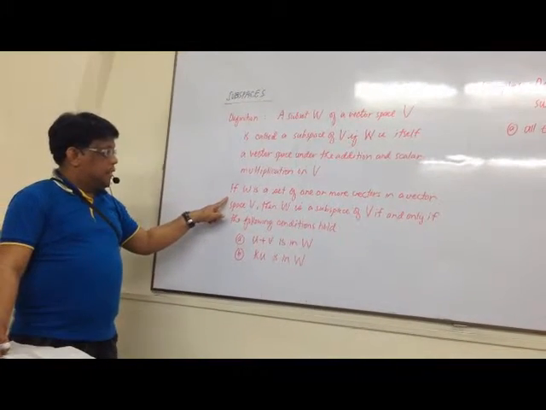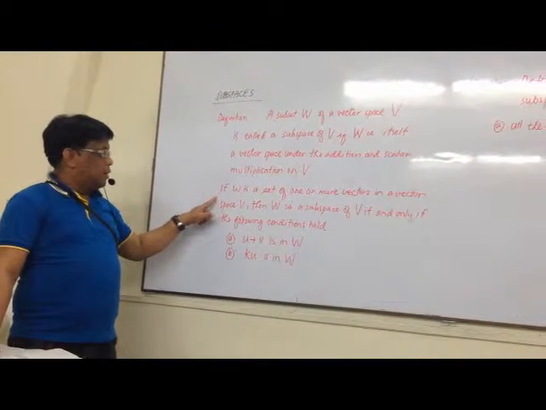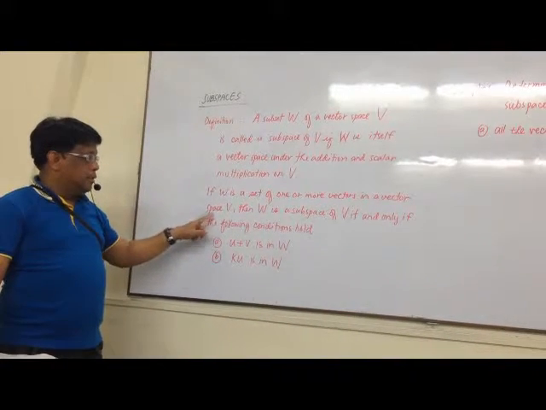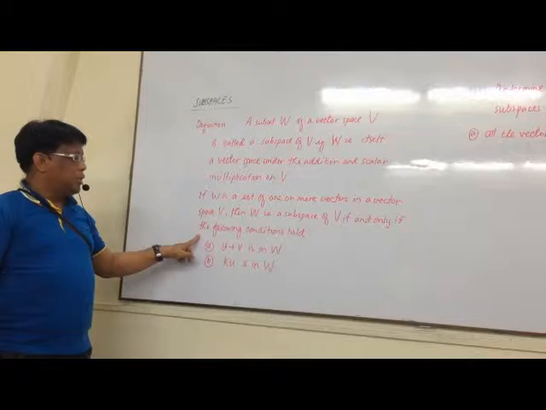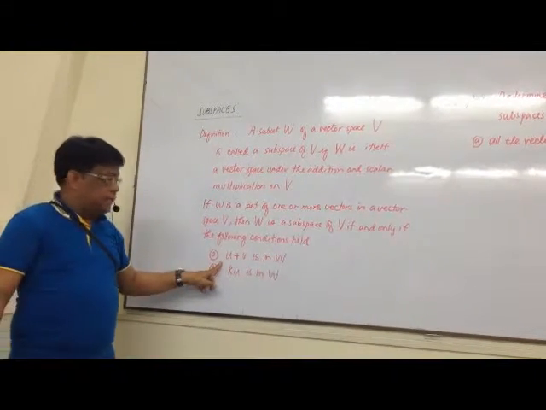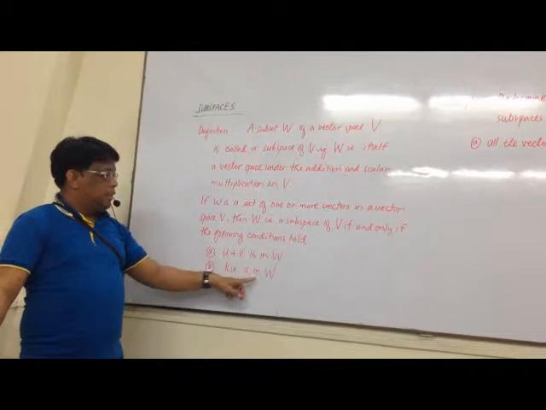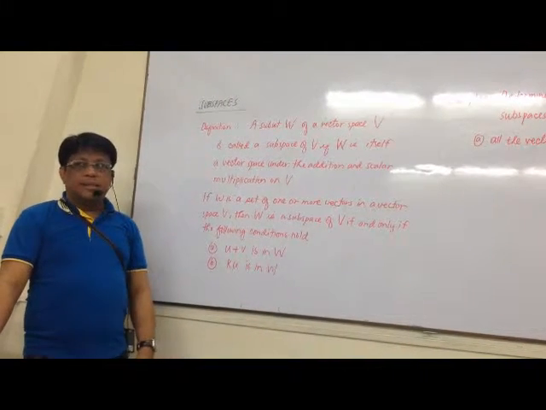If W is a set of one or more vectors in a vector space V, then W is a subspace of V if and only if the following conditions hold. We have u plus v is in W and k times u is in W. Okay, so what does this mean, class?